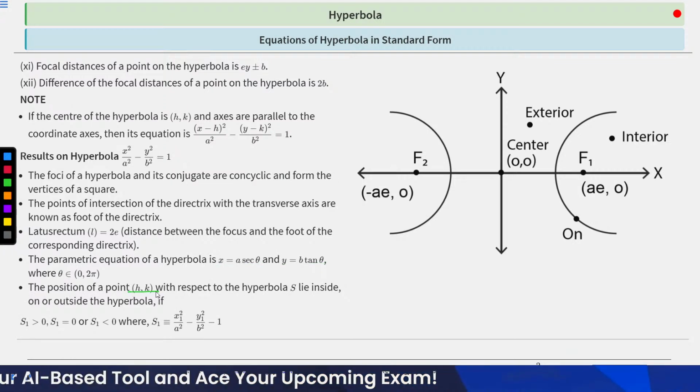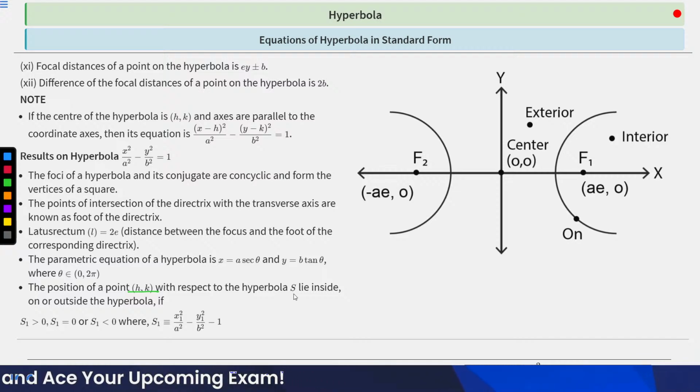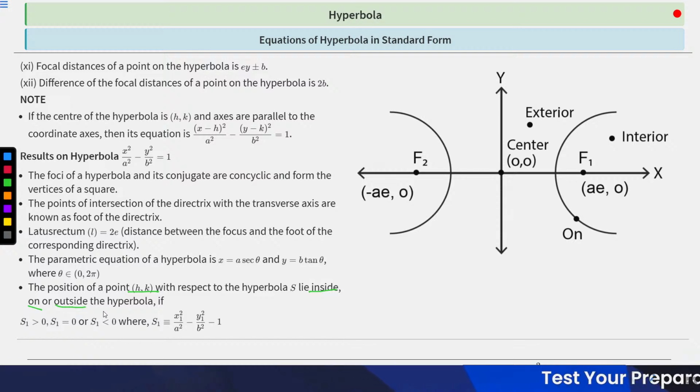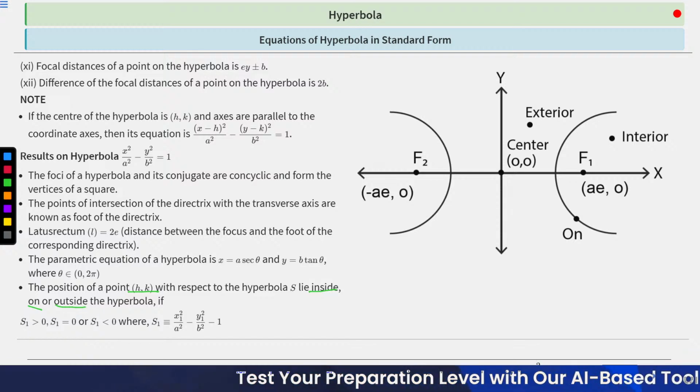The position of a point (h, k) with respect to the hyperbola, meaning that either the point lies inside, on, or outside the hyperbola. How are we going to determine that? Very simple.